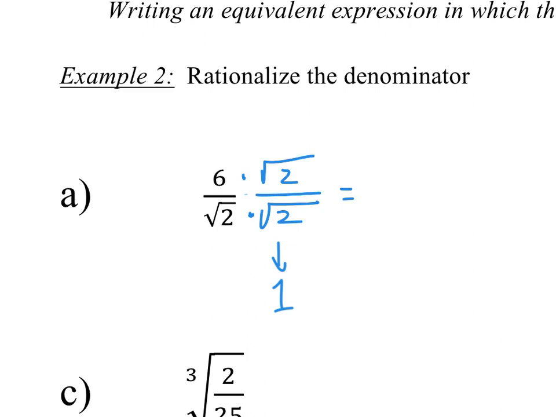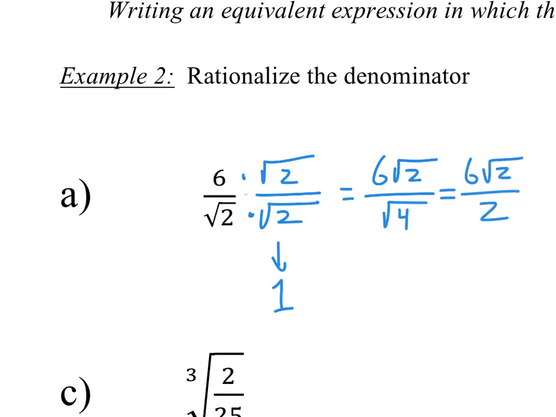So let's go ahead and multiply it. On top, we get 6 times the square root of 2, which we can't do anything with because 6 is out of the radical and 2 is in the radical. And on the bottom we get the square root of 2 times the square root of 2, that is the square root of 4. Well, we know the square root of 4 is 2.